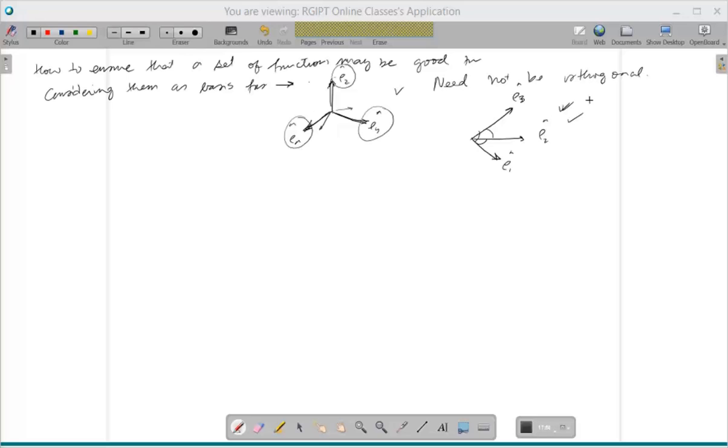Which would mean that any vector does not lie in the space spanned by the other remaining n-1 vectors, in an n-dimensional space. To generalize this, this vector E2, for example, cannot lie in the plane described by E1 and E3, or E1 cannot lie in the plane described by the other two vectors, right? So this is also a good choice of basis vectors.